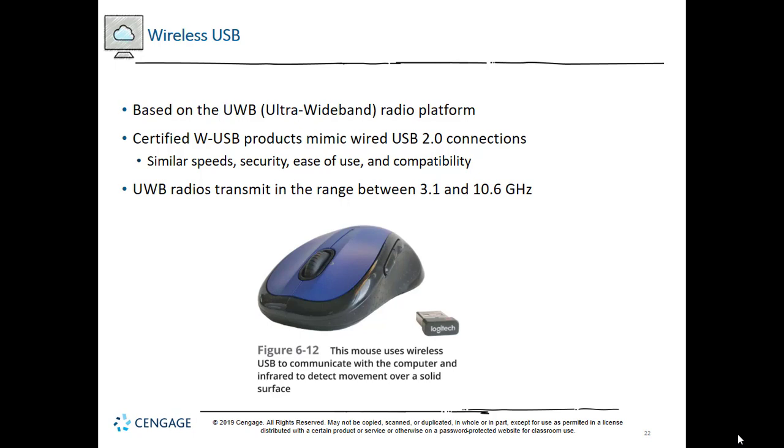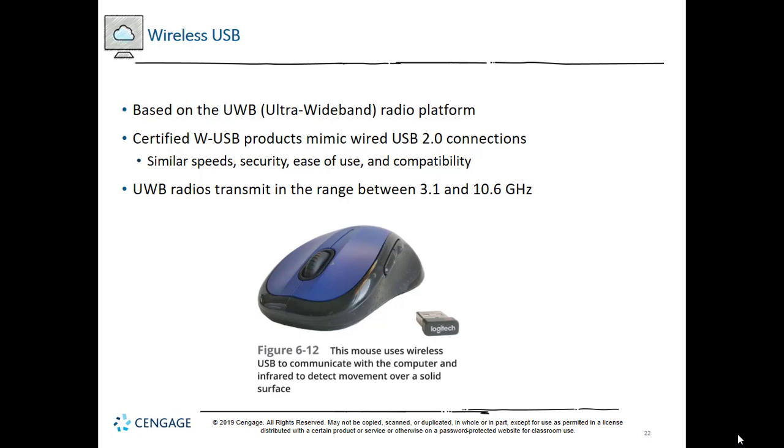Wireless USB, based on the UWB ultra wideband radio platform. Certified WUSB products mimic wired USB connections with similar speeds, similar security, ease of use, and compatibility. They transmit in the range of 3.1 to 10.6 gigahertz, a relatively uncrowded band that's also commonly used for wireless media streaming.